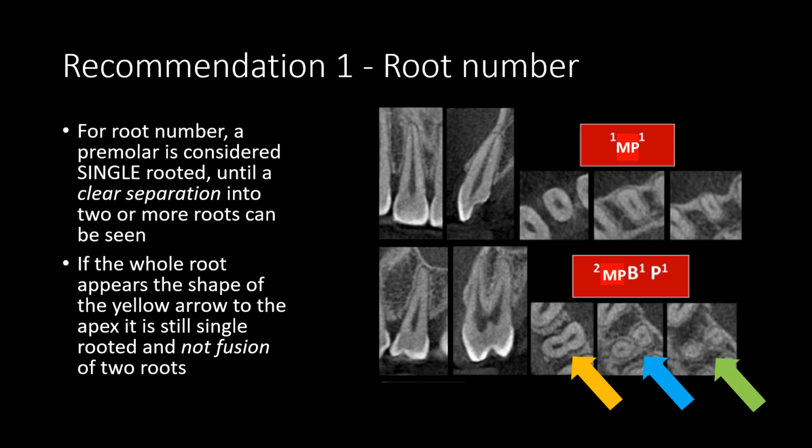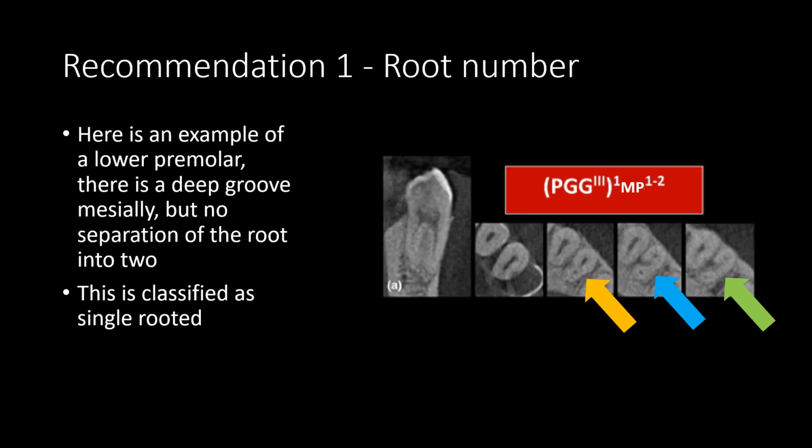So what's important to note is that if you scroll through your axial sections and you find that the entire root looks like the yellow arrow, that would still be considered a single-rooted tooth, and it's not considered fusion of two roots. That's still just a single-rooted tooth if it looks like the yellow arrow all the way down. I'll provide a slightly better example in a second. So here's a better example.